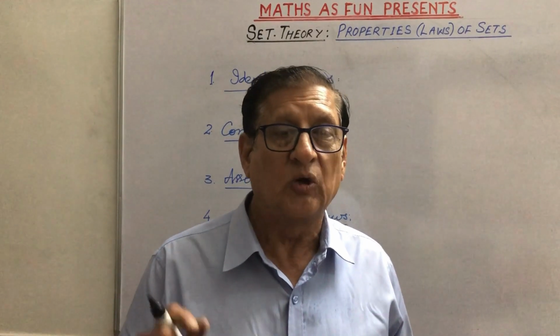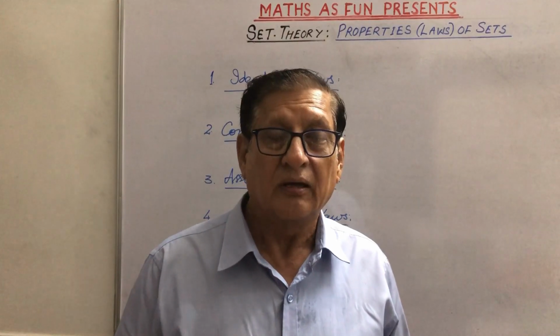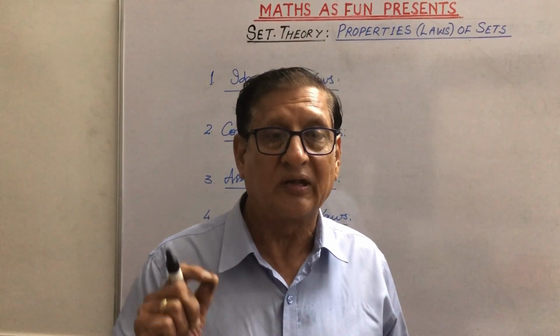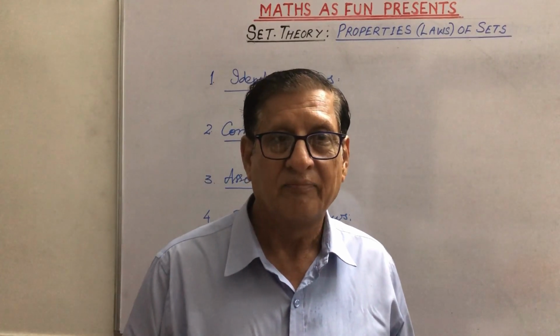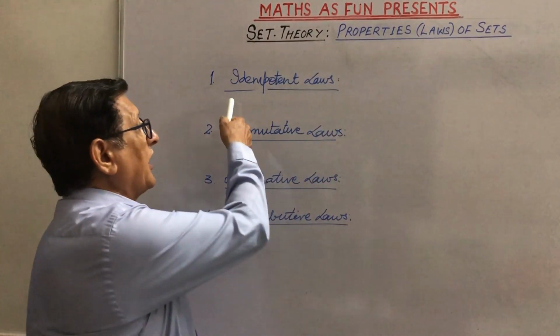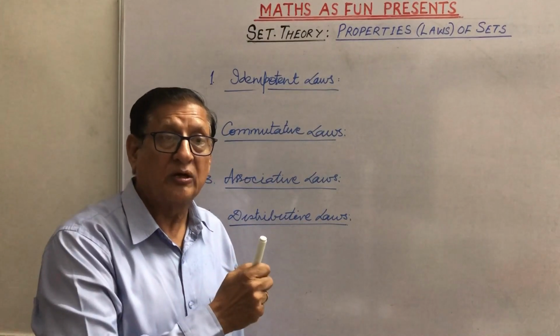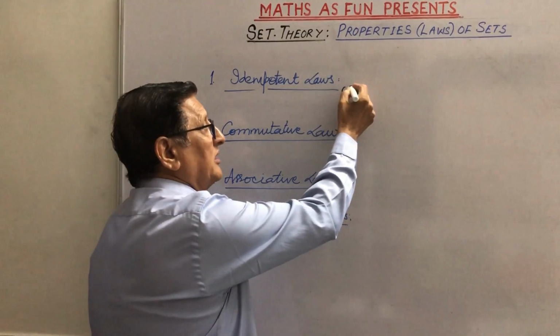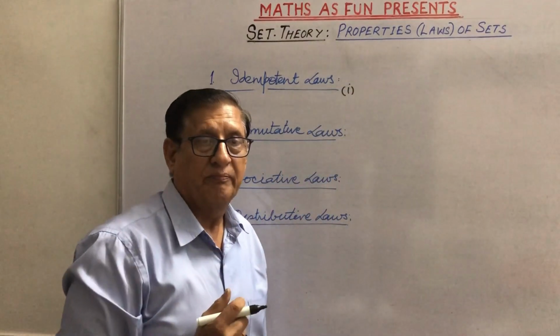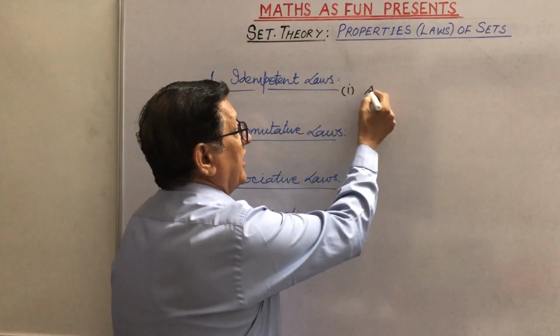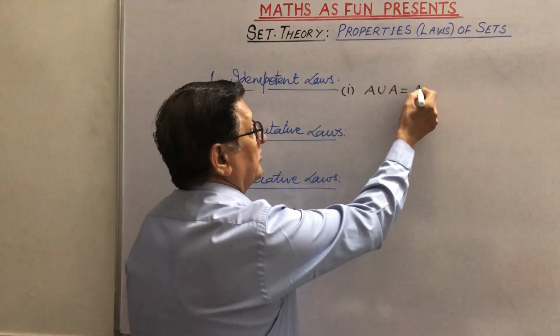After learning about the operations on sets, in this video we will discuss the laws or properties of set theory. And the first one here is idempotent laws. What are idempotent laws? The idempotent laws are two. First one is on union of sets. That is A union A is equal to A.